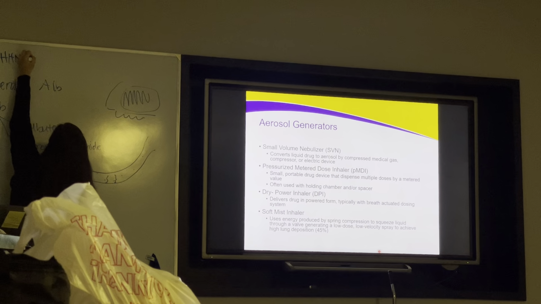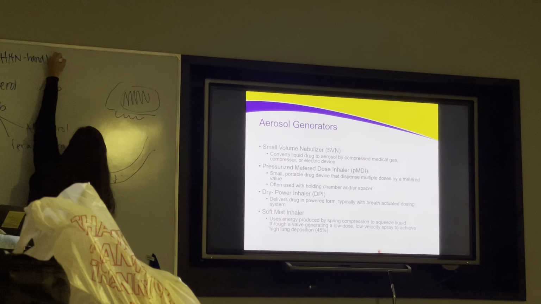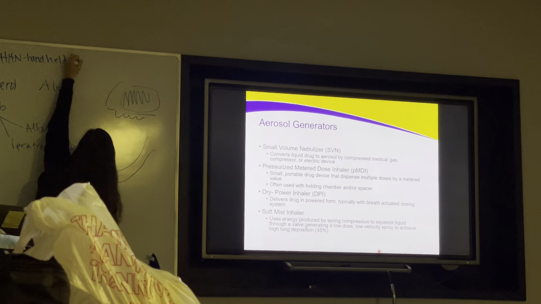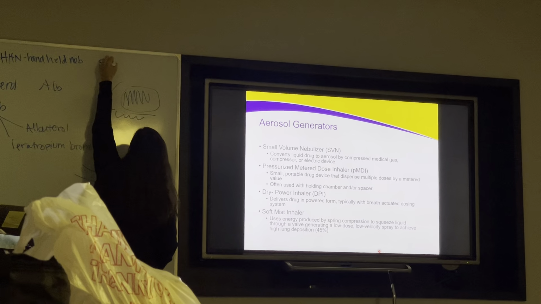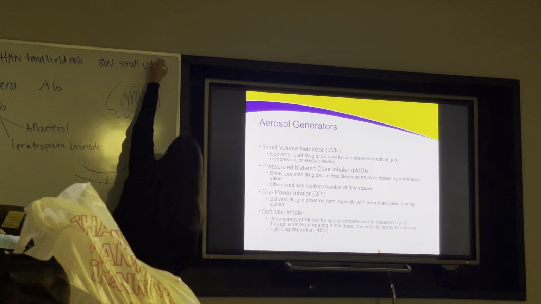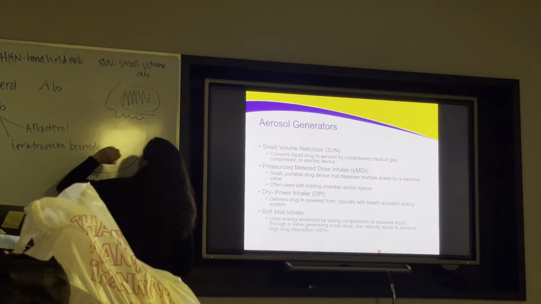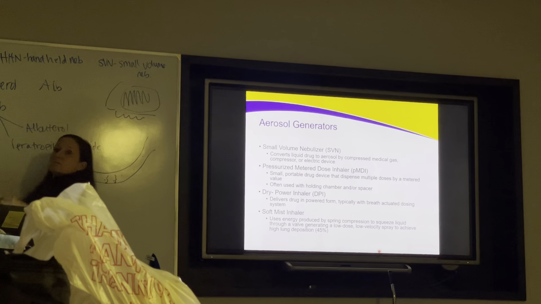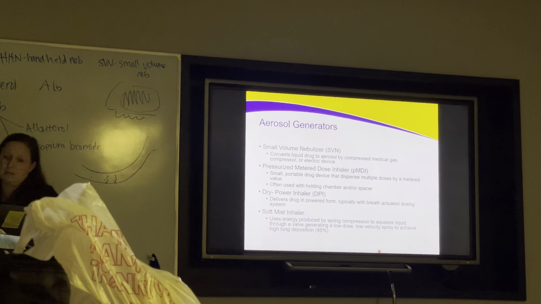If you see the term HHN, what it means is handheld nebulizer. Or they might say SVN, which is a small volume nebulizer. Those two things mean the same thing, interchangeable. So with a small volume neb, we put liquid in, and then we pneumatically power it, and it turns into an aerosol and you breathe it in. It's like magic. We're going to talk about those.